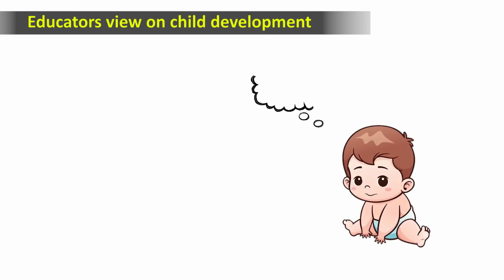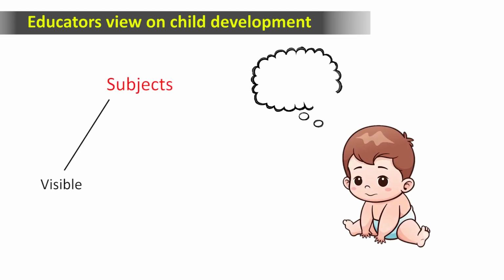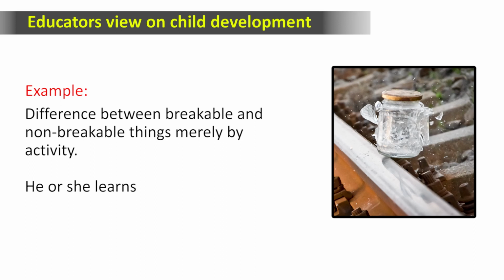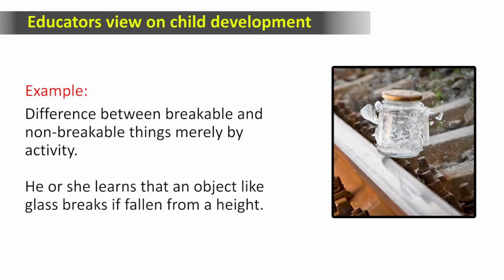During this time frame, the child gets to know about the visible and the non-visible subjects, whether they exist or not, etc. The child learns through experiencing different tasks, for example, the difference between breakable and non-breakable things merely by activity. He or she learns that an object like glass breaks if it is fallen from a height.